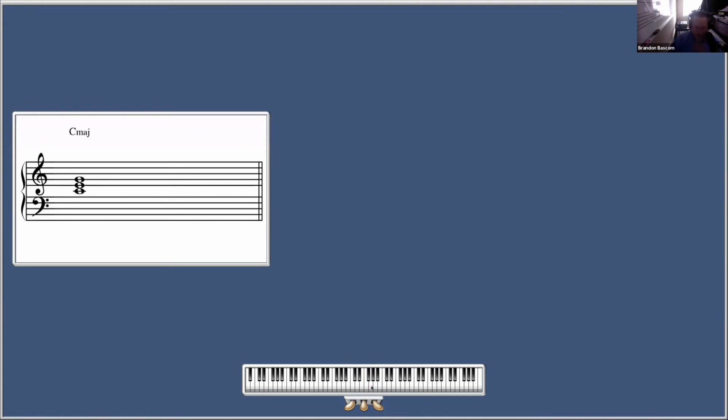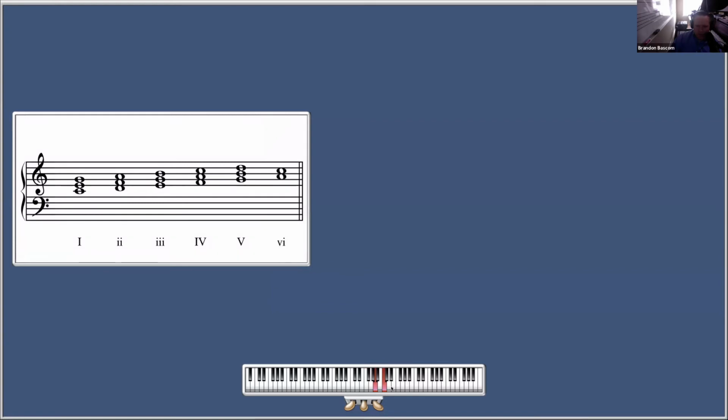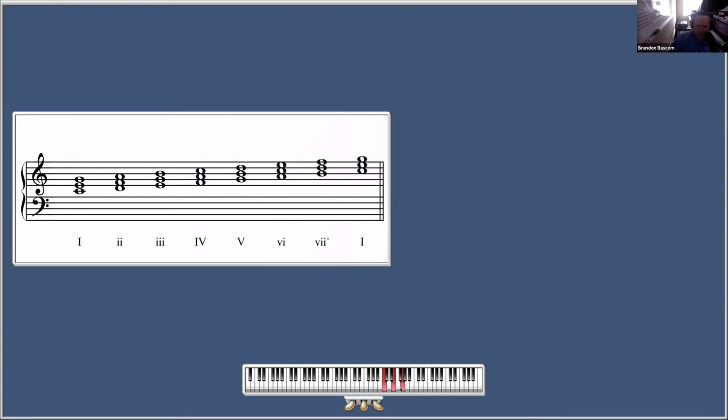Do you remember this? So these are diatonic triads. They belong in the key. So those are the diatonic triads for C major. Is this sounding familiar?